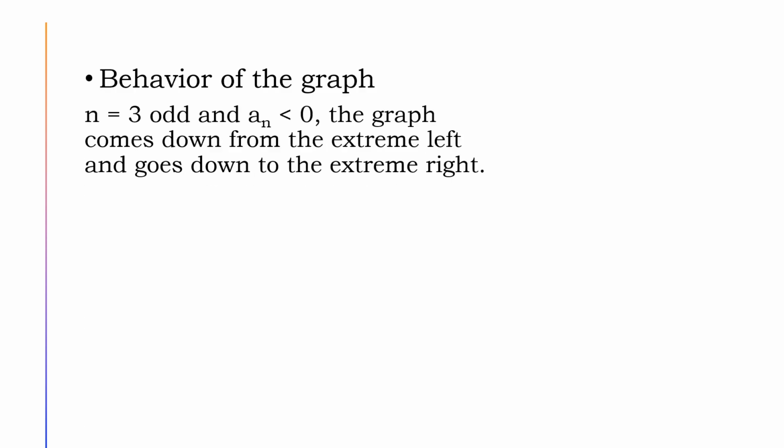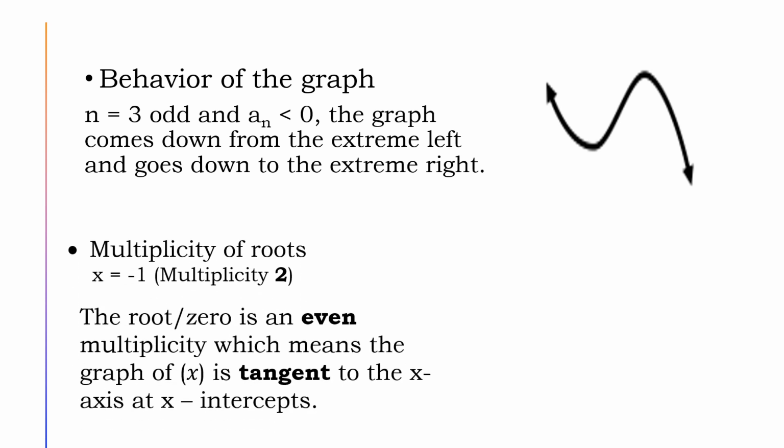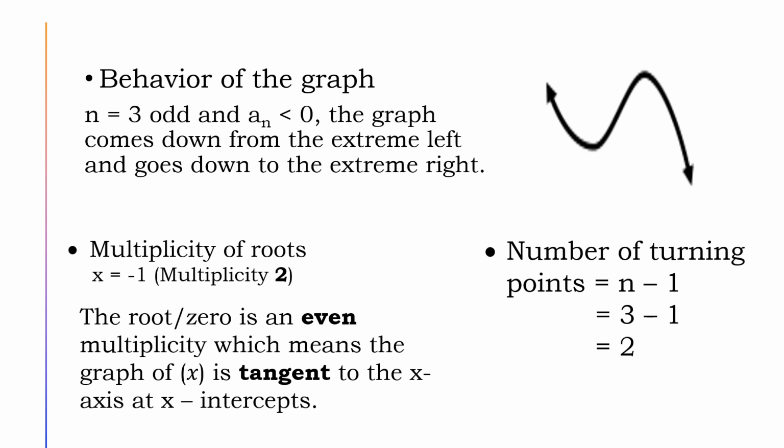Okay, let us now proceed to the behavior of the graph. Okay, so ang n natin ay odd, which is 3. And then ang ating a sub n, or the leading coefficient, is less than 0. So the graph comes down from the extreme left and goes down to the extreme right. So ganito ang magiging itsura ng ating graph. And then, multiplicity of roots. We have x equals negative 1, multiplicity 2. That is even multiplicity, which means the graph of x is tangent to the x-axis at the x-intercept. Number of turning points, we have n minus 1. So, n natin ay 3. So, minus 1, we have 2 turning points.